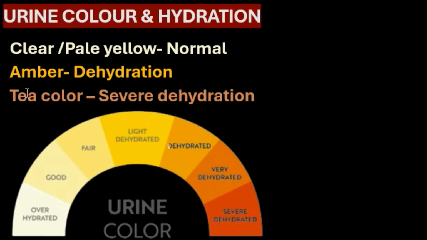Urine color and hydration status. Clear pale yellow is normal urine color, amber color is the start of dehydration, and tea color is going to severe dehydration. You can see here, overhydrated, well hydrated, then fair. From here onwards, dehydrated, then with the increase in degree, the color also will be changing.